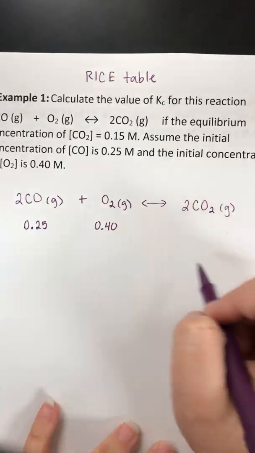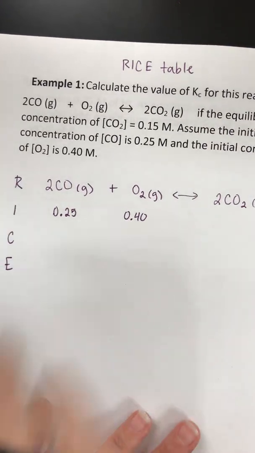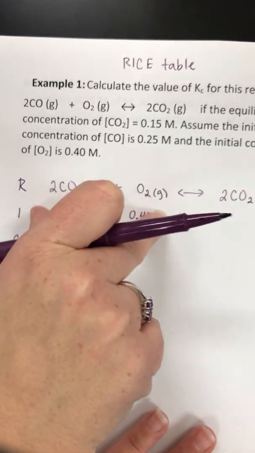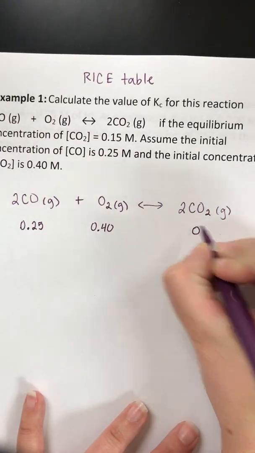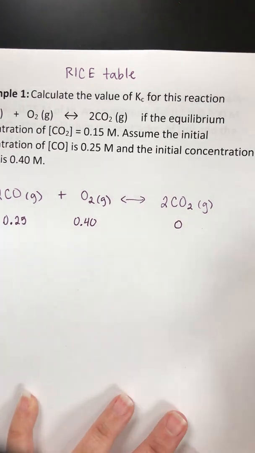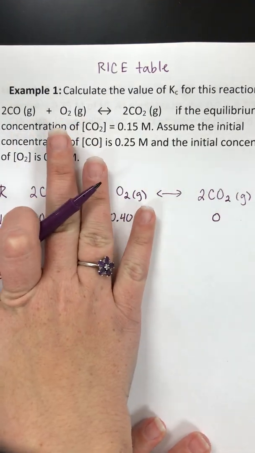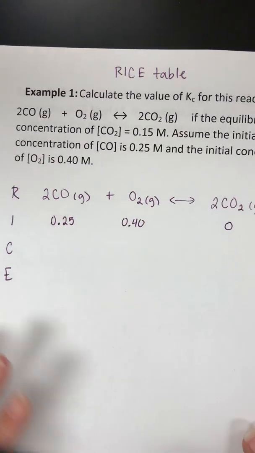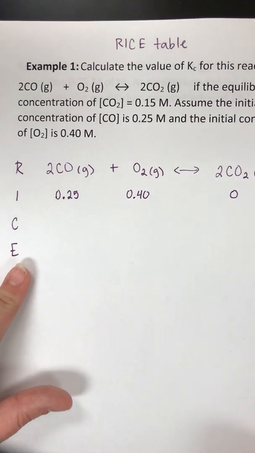And then we don't have an initial concentration of our CO2, but I want you to think about this. The way this reaction is written, these things here on the left are my reactants. These are what I have to start with. Well, when I start the reaction, I don't have any product. So my initial concentration of a product is always going to be 0. If there was more than one product on this side, both of them would be 0. So your reactants will have initial concentrations and your products are going to be 0 because they don't exist yet. And then C stands for change and E stands for equilibrium.